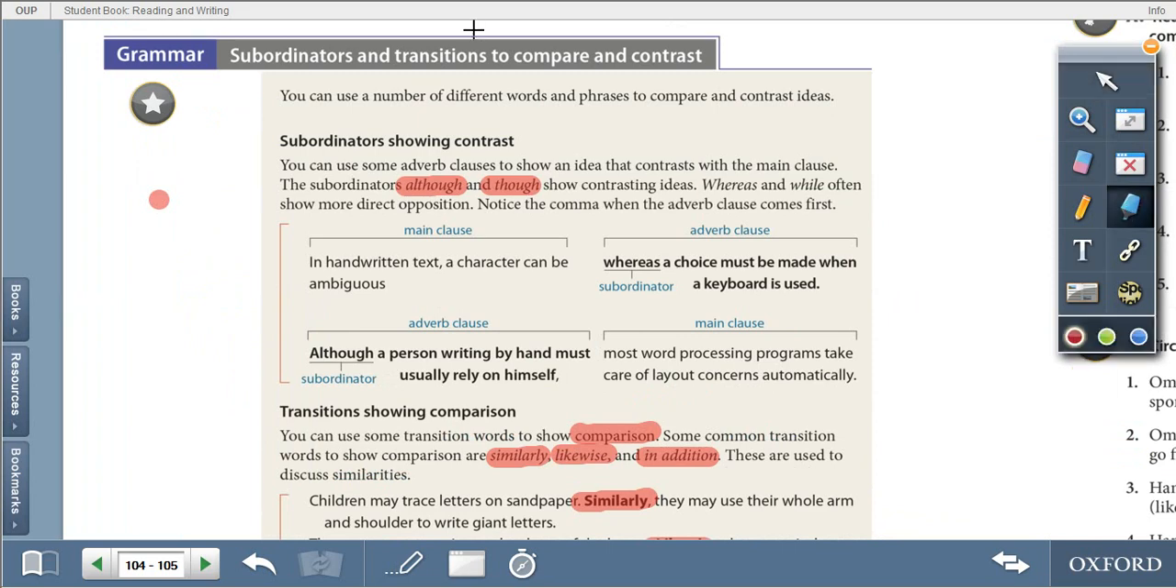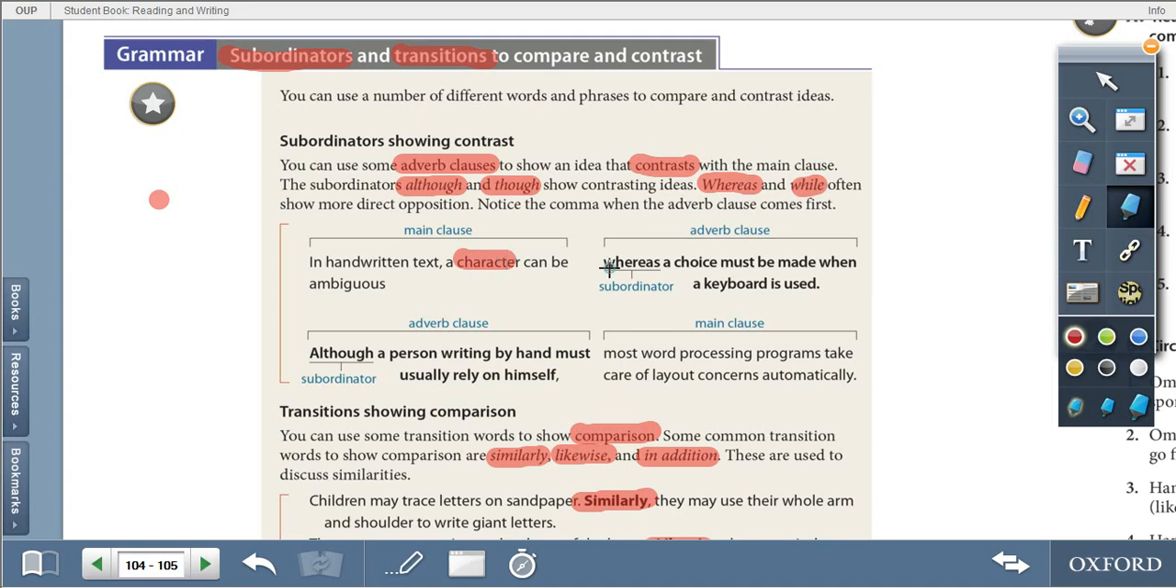Subordinators and transitions. Subordinators, as we have studied before. Now what are the subordinators? Subordinators are the words here. They show contrast. Basically they are adverb clauses, used to show an idea that contrasts with the main clause. So we use these adverbial clauses to show contrast, any difference, not similarity. So although, though, whereas, while, and more direct opposition. For example: in handwritten text a character can be ambiguous, whereas a choice must be made when a keyboard is used. Look here, character in handwritten text, and here is the contrasting idea.